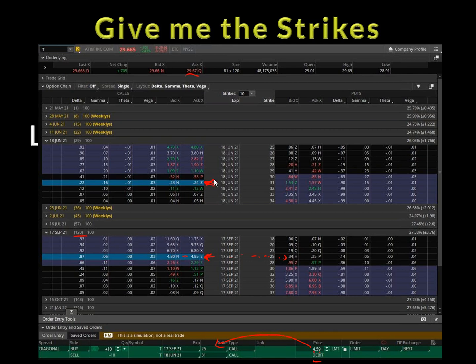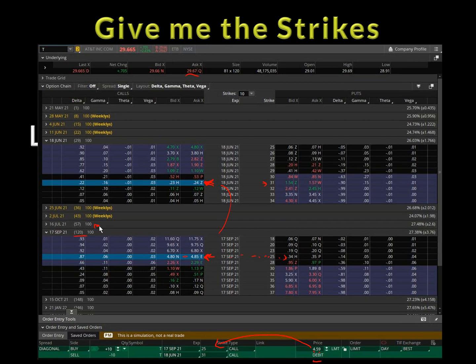And then I'm going to look to try and roll these out. Like if these expire worthless, then I'm just going to roll them out, probably to this month here. All right, sell another call. Hopefully I can get higher, increase that spread width.